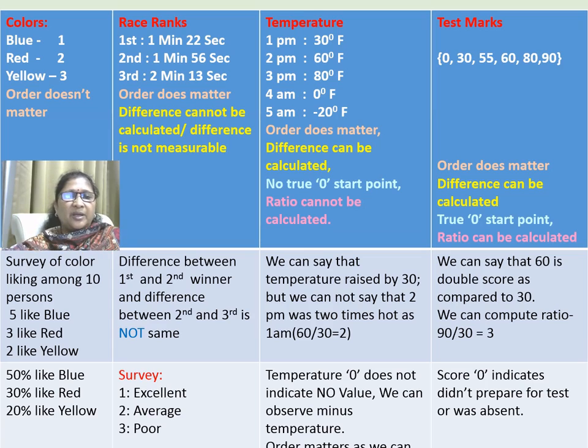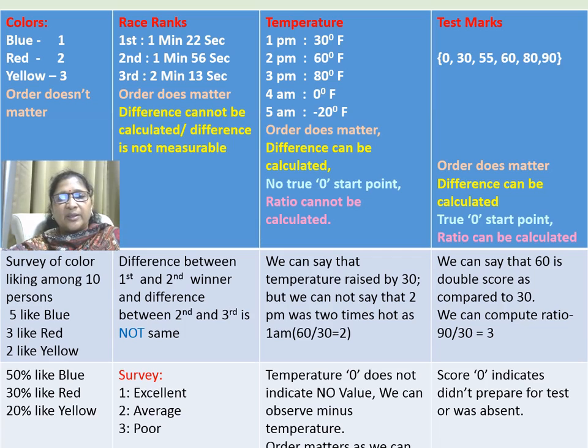The other example is a survey of colors. Say among 10 people, 5 like blue, 3 like red and 2 like yellow. We can say that 50% like blue, 30% like red, 20% like yellow, but we still cannot have an order among them.